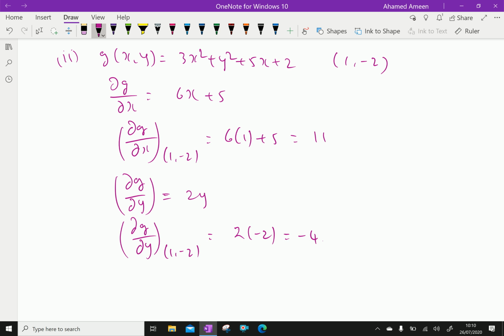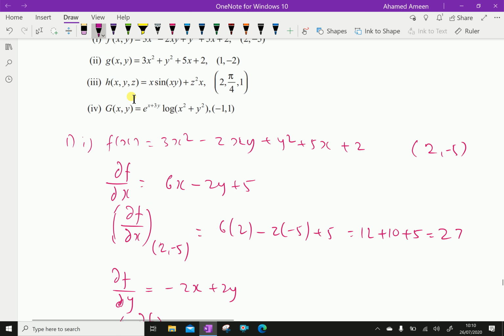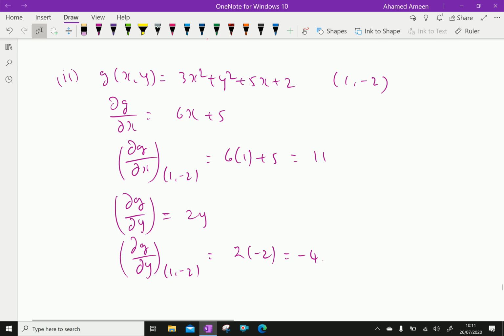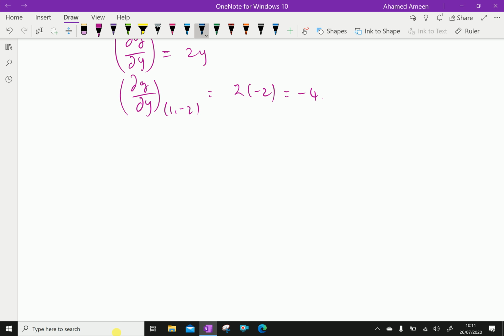Then the third question: h of x, y, z equals x sine of xy plus z squared x at the point 2, pi by 4 and 1. Here three variables are there.